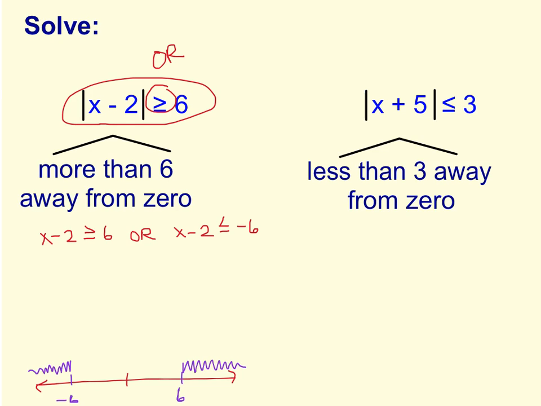So now we can solve this. We can add 2 to both sides. So x is greater than or equal to 8. Or we'll add 2 over here. x is less than or equal to negative 4.